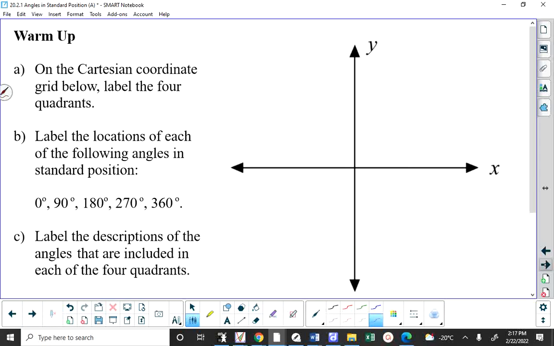Warm up on the Cartesian coordinate grid, label the 4 quadrants. Well, I guess I've already done that up top, but we can do it again here. We're going to need room to write stuff, so I would label these in these approximate positions. There's nothing that says you have to use Roman numerals. You could write regular numbers if you liked. If you wanted to, you could write 1, 2, 3, 4. So those are the 4 quadrants. I know that you're taught this in grade 10, but you need to know it. You need to know this cold. You need to know where quadrant 3 is, where quadrant 4 is.